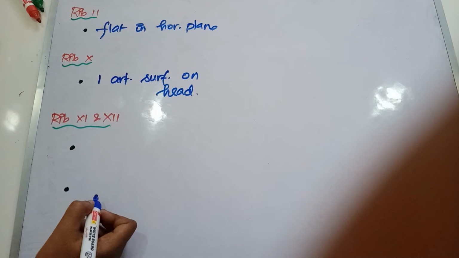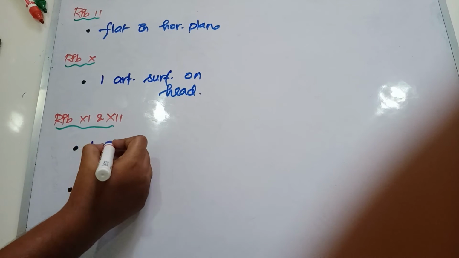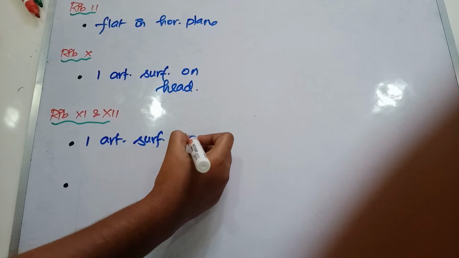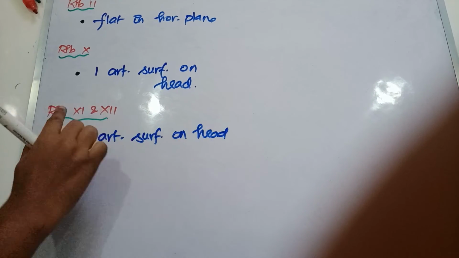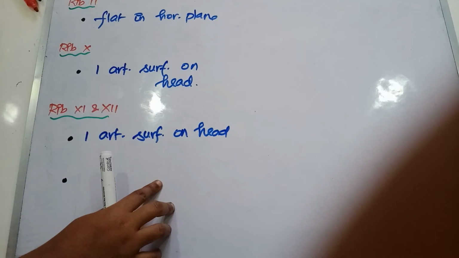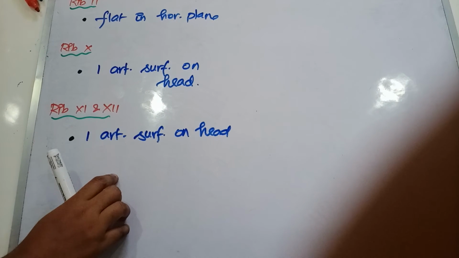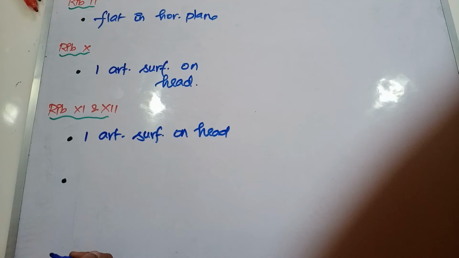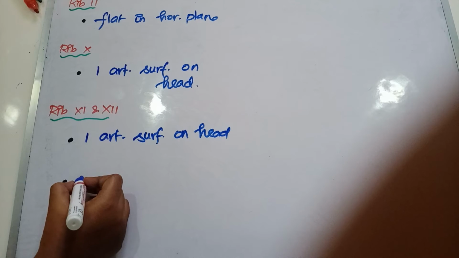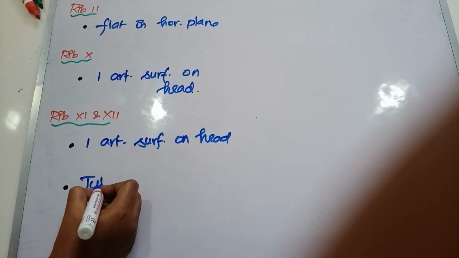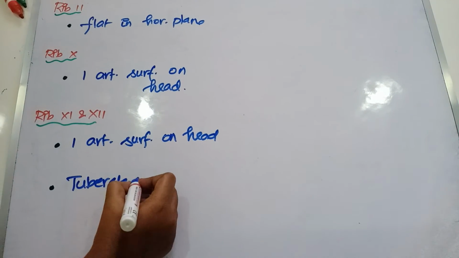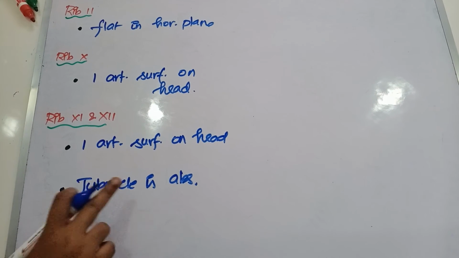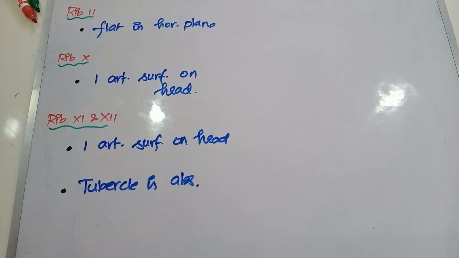The 11th and 12th ribs, like the 10th rib, also have only one articular surface on the head, such that the 11th can articulate only with the 11th thoracic vertebra and the 12th can articulate only with the 12th thoracic vertebra, not with the above thoracic vertebra respectively. And then they also lack the tubercle. The tubercle is absent here, such that it cannot articulate with the transverse process of the corresponding vertebra.